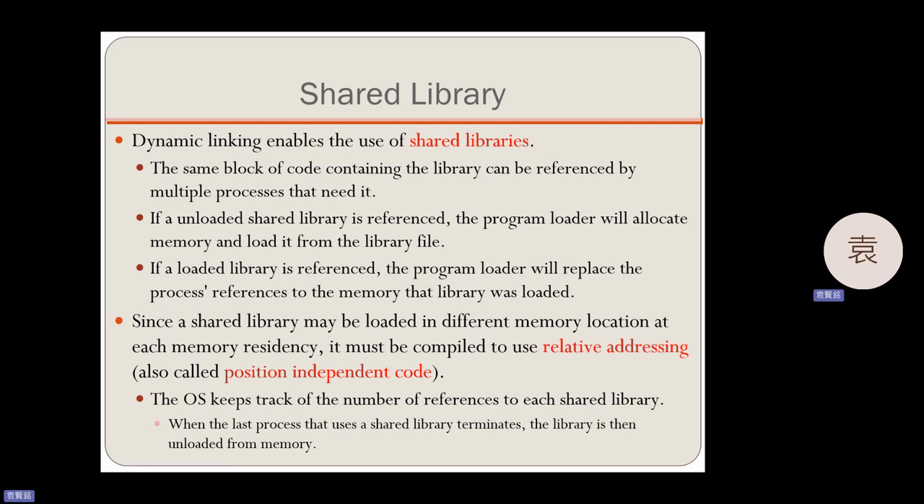Okay, so a shared library may be loaded at different memory locations in each process, so it must be compiled to use relative addressing, or position independent code. Okay, the operating system can keep track of the number of references to each shared library. When the last process that uses a shared library terminates, the library can then be unloaded from memory and that memory used for other purposes. Okay.